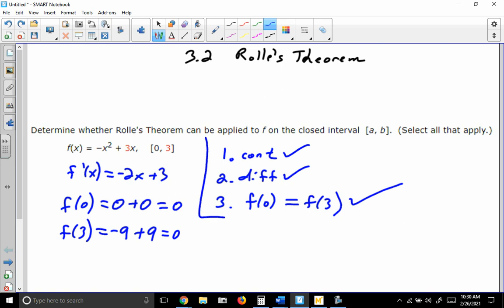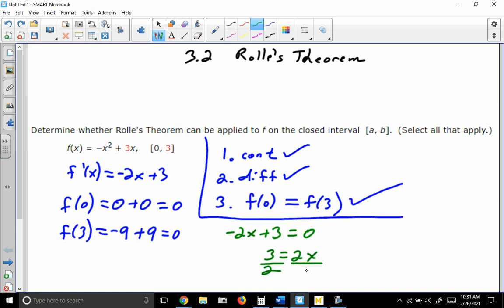So once we figure out that Rolle's theorem does apply, we want to find out where inside our interval does our slope equal 0, or our derivative equal 0. So we're going to take our first derivative, set it equal to 0, and solve for x. So if we add 2x to both sides, we get 3 equals 2x. And then when we divide, we get a critical point of 3/2. And yes, 3/2 is in our interval. So this is the point that's guaranteed by Rolle's theorem. This is the point inside our interval that has a slope of 0.